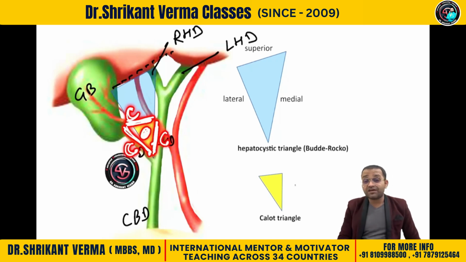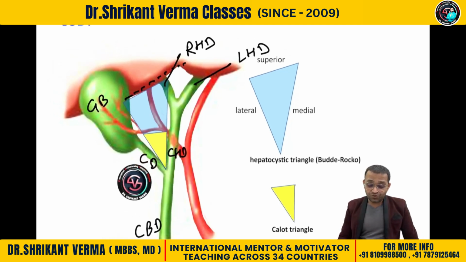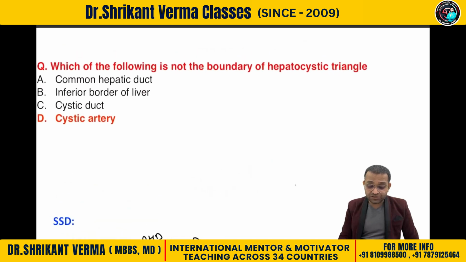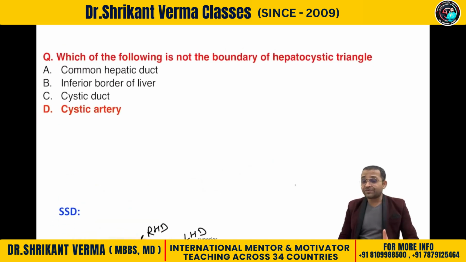And here the content is the cystic lymph node of Lund. Sometimes this lymph node gets enlarged and causes obstructive jaundice. So this is the clinical point. So hope now you have a clear concept about Calot's triangle as well as the hepatobiliary triangle. You can go for our regular classes also.